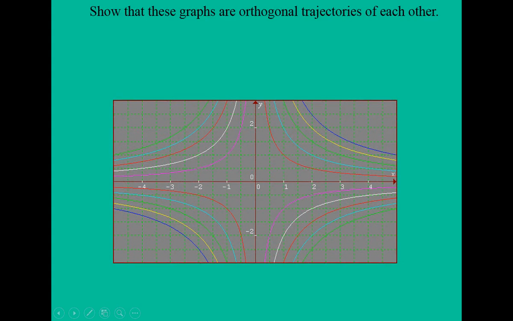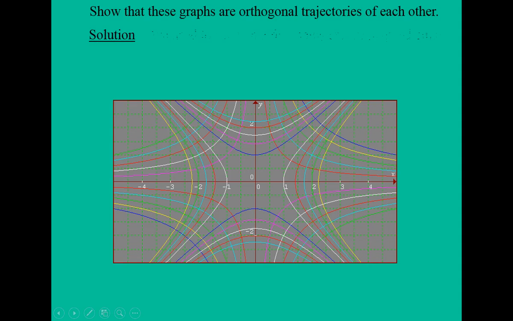Show how these graphs are orthogonal trajectories of each other. Now, thinking through this process before we get started, if we want to show that these two equations are orthogonal trajectories, we would need to show that the slopes of the tangent lines are perpendicular to one another. Well, that would indicate we need to find the derivative of each one of these equations and compare them. Are they negative reciprocals of one another?